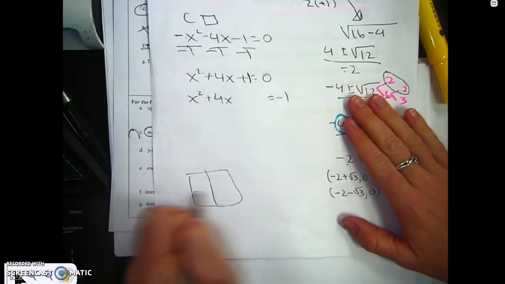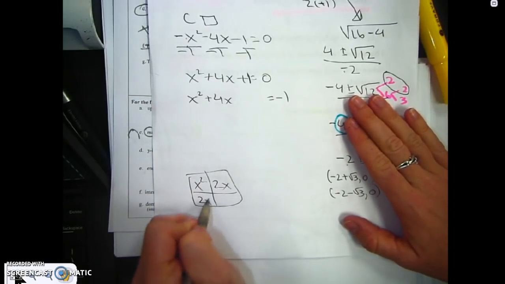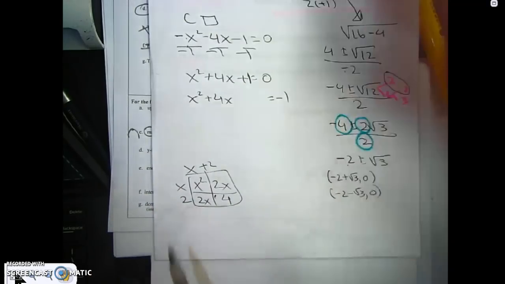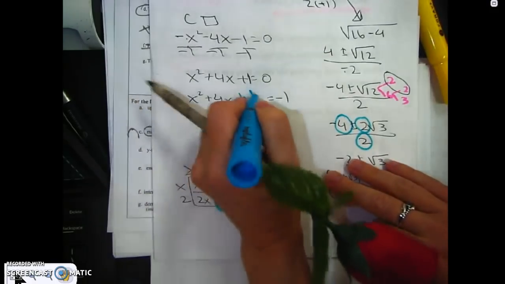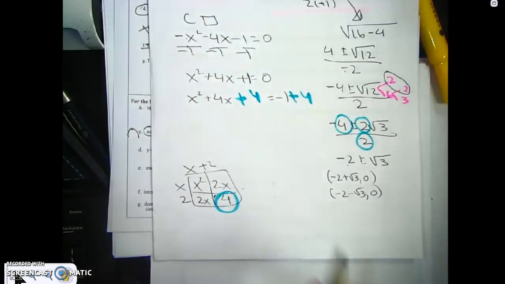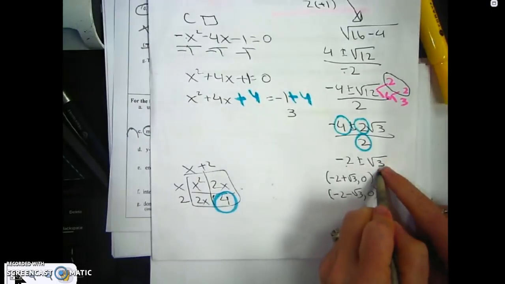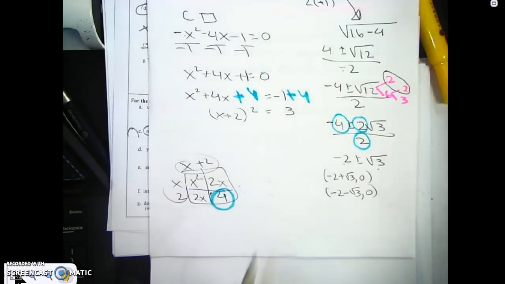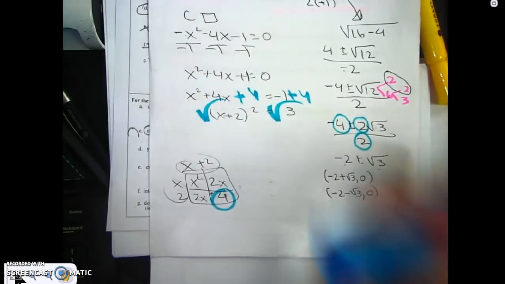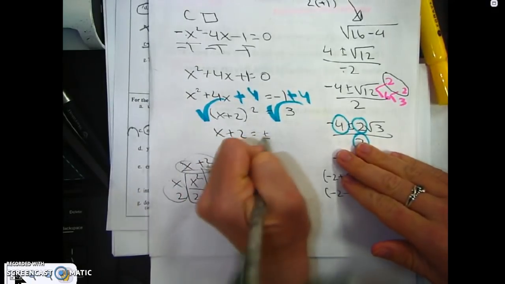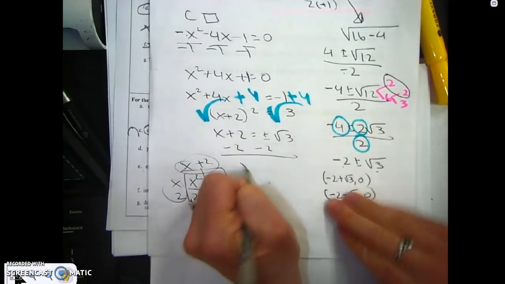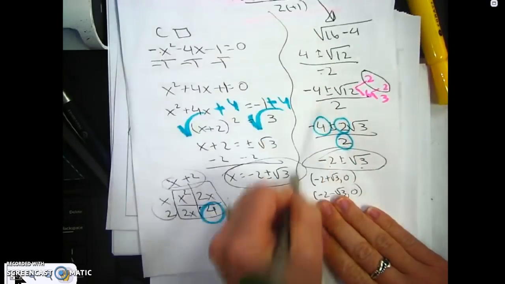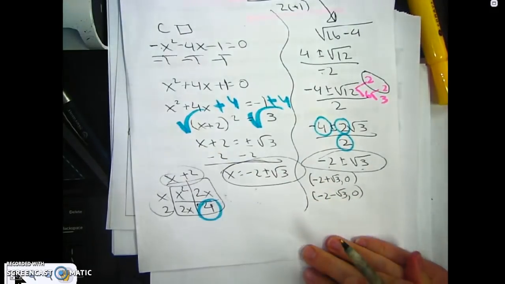So I'll do that down here. X squared, split it. So that's 4. X plus 2. X plus 2. So that magical 4 right here goes right there, plus 4, plus 4. This side is a 3. Interesting, huh? And then this is x plus 2 squared. Square root, square root. X plus 2 equals plus or minus rad 3, minus 2, minus 2, x equals negative 2 plus or minus rad 3. If you notice, it's the same thing as the quadratic formula. I don't care which one you do, but pick one of them.